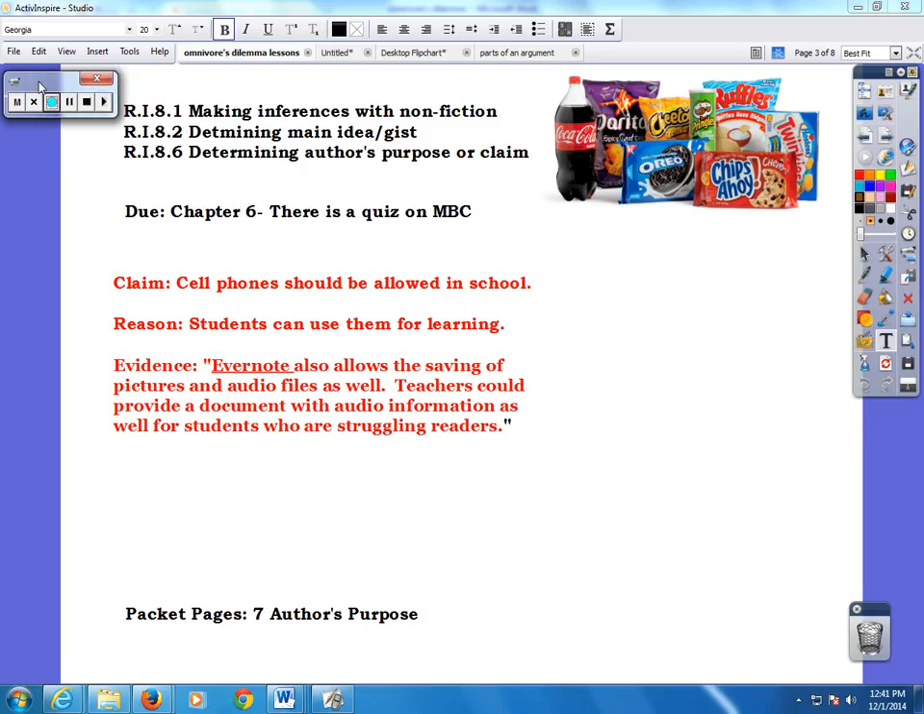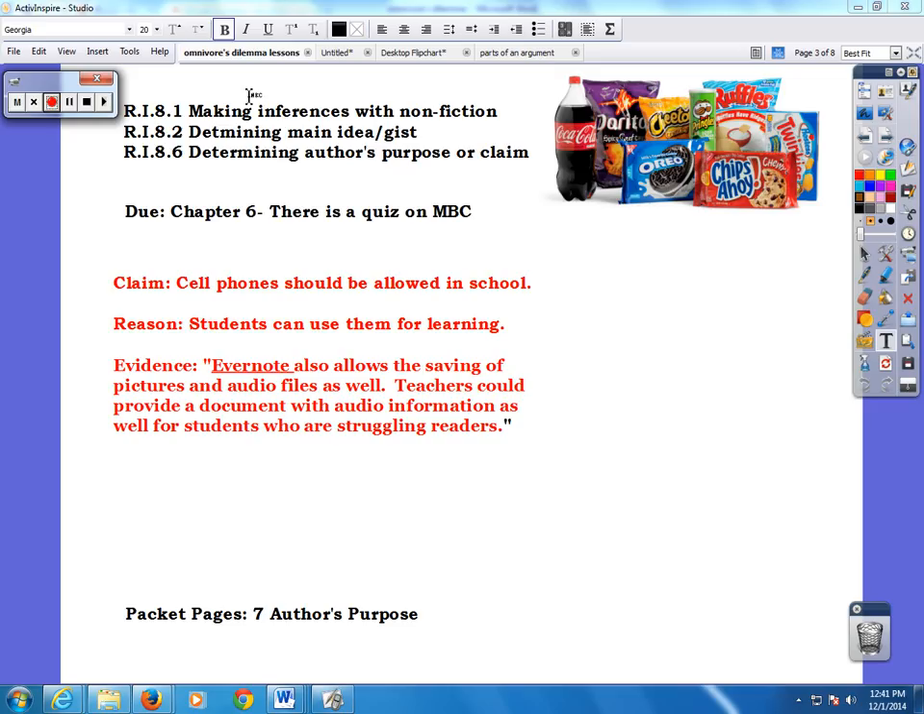Okay, this is lesson number 3 of Omnivore's Dilemma. We're still going to be working on making inferences with nonfiction, determining main idea, and we're also adding a new standard today, which is determining author's purpose or the author's claim. So what is the author proving, basically?